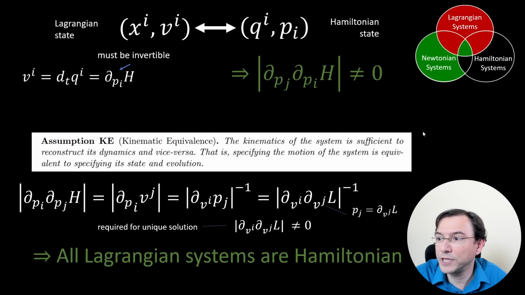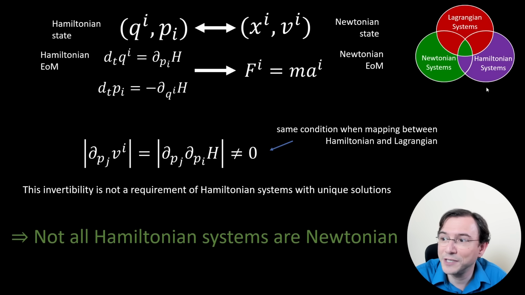Okay, so now the last thing that we need to figure out is the relationship between Hamiltonian systems and Newtonian systems. Again, we have to map the state, so position and momentum to position and velocity. And we saw before how to do it, and then we also need to map the equation of state. Okay, so the condition to be able to map q, p to x, v is the same as before: the Hessian of the Hamiltonian with respect to momentum is different than zero, which is the same condition that we needed to map between Hamiltonian and Lagrangian.